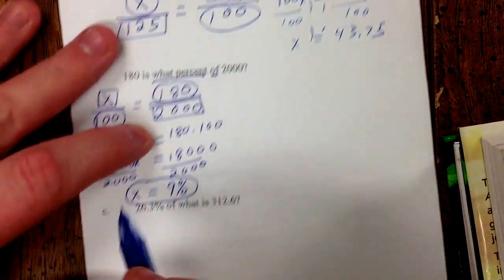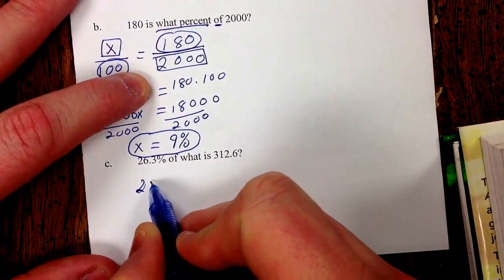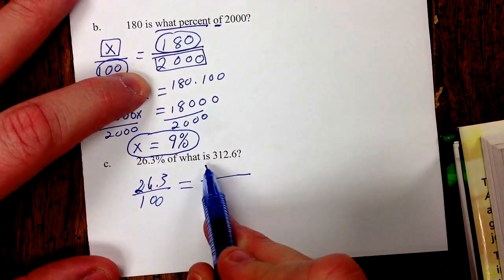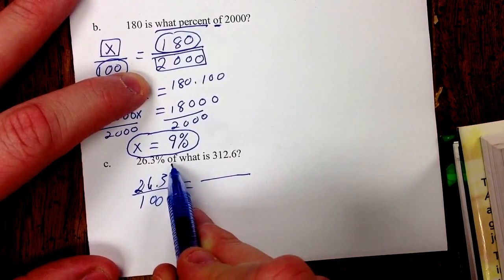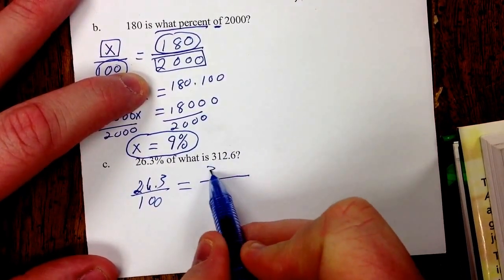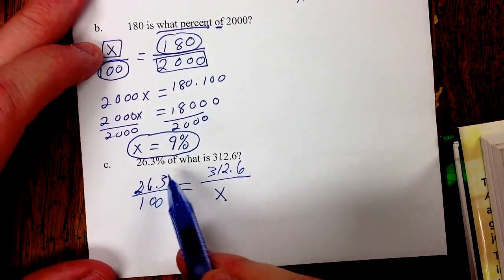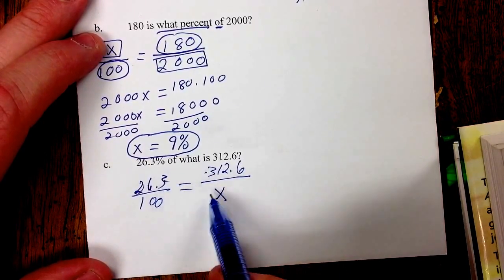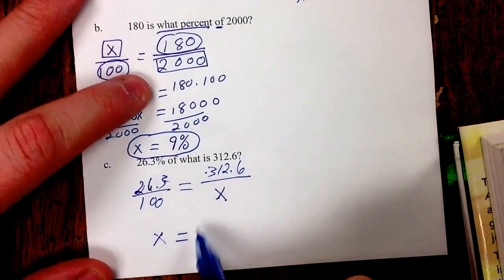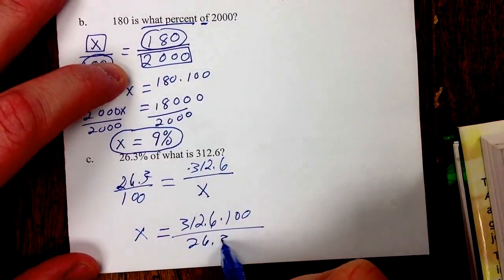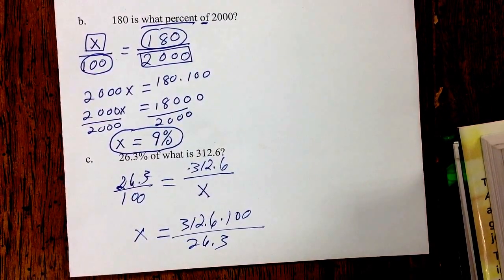All right, so again, we can look at this real quick and say, hey, 26.3 over 100 equals of what? So that of being our hint again, that's our total, and then 312.6 on top. So I can show the shortcut. Remember the shortcut we said in class? This times this divided by this will give us x. So I can say 312.6 times 100 divided by 26.3 will give us our answer.